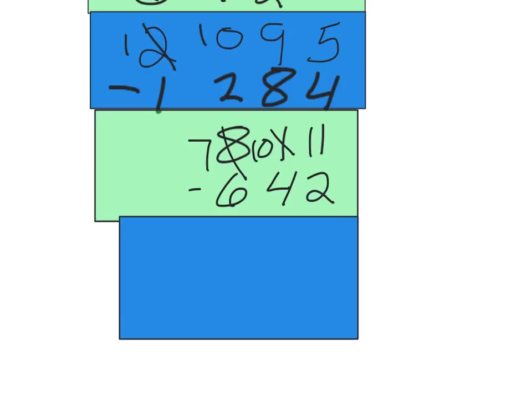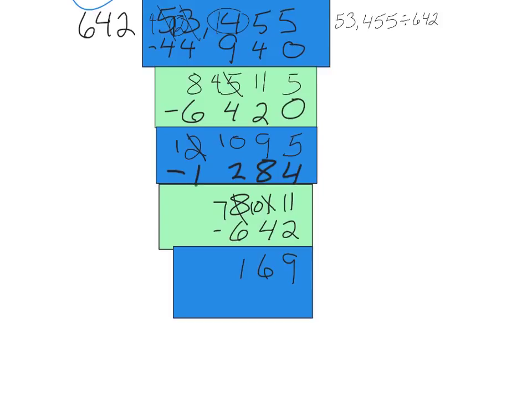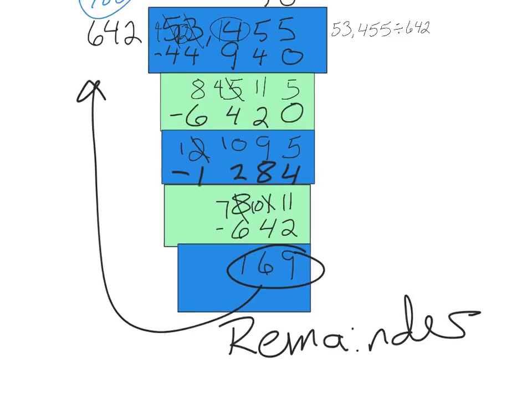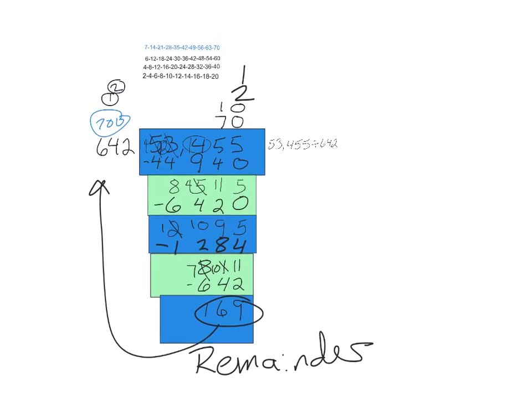And then I get 11 minus 2 is going to give me 9. 10 minus 4 will give me 6. And 7 minus 6 will give me 1. And if you notice here, the 169 is smaller than our 642, so that is my remainder, right? And perfect, that means I'm all done other than adding this up.